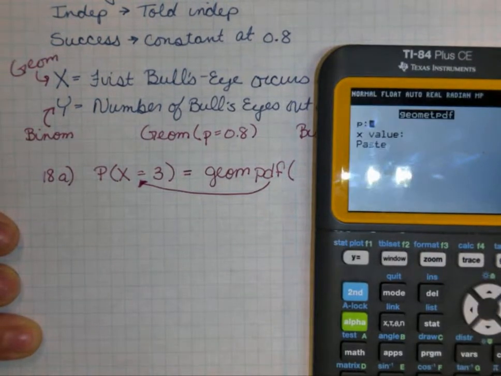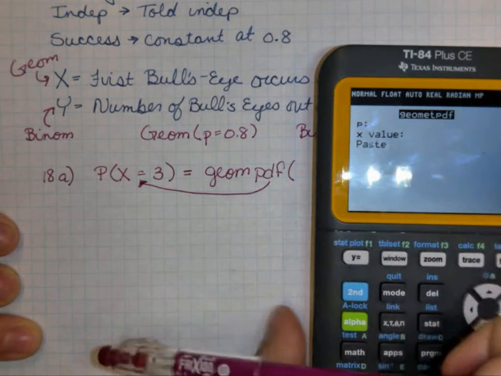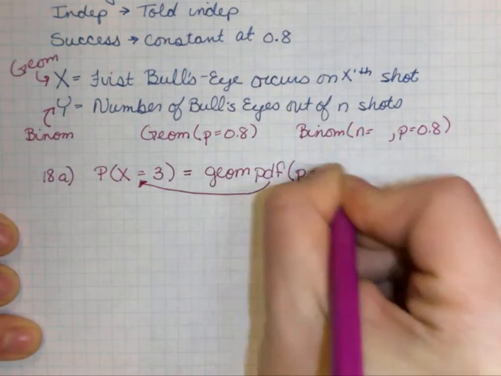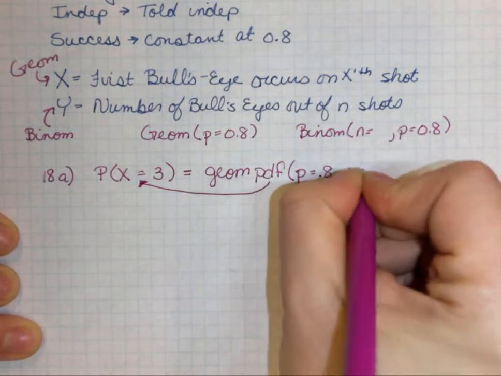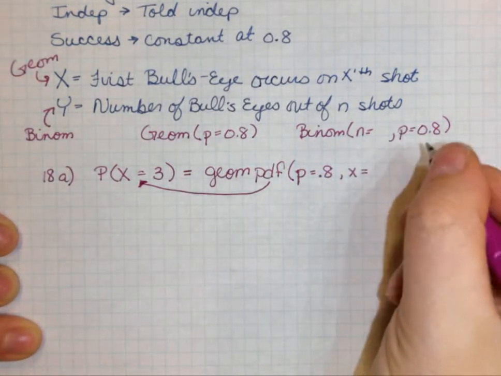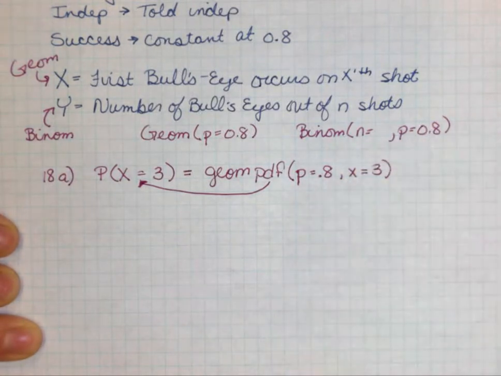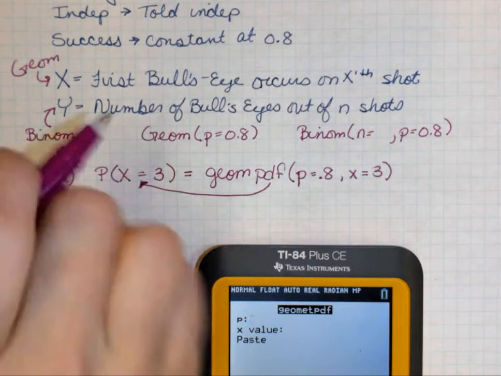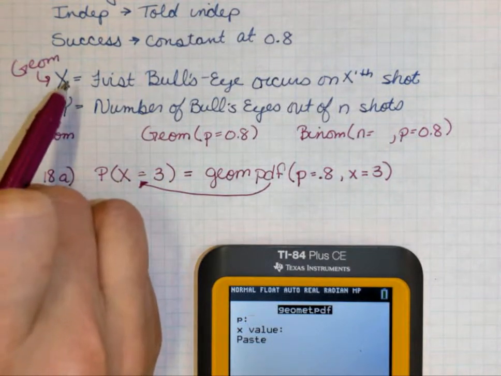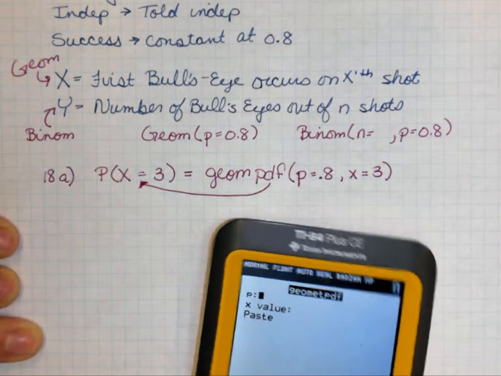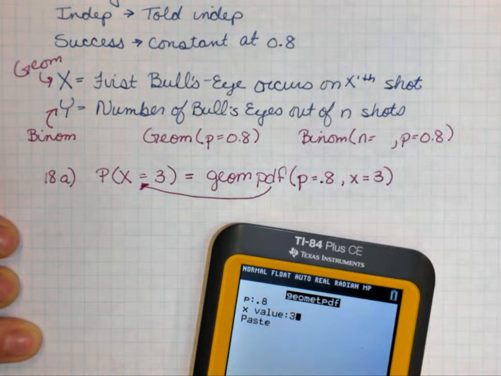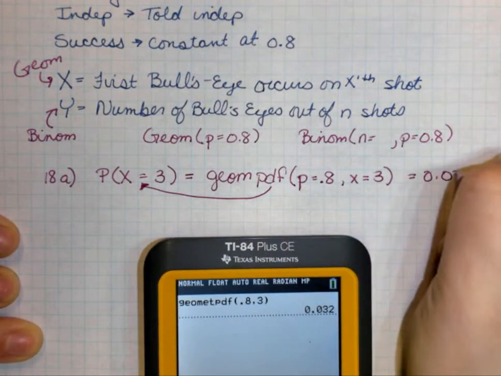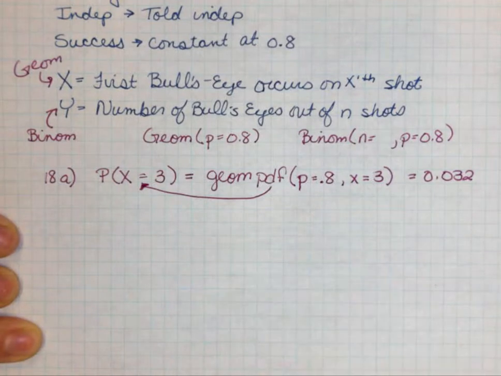So geometric PDF, the first thing it asks for is the p-value, your probability. Then it asks for your x. So what is x here? 3. And I am fine with that for your work. I do want to see this. I do have to see your definition of your variables. So then I'm just going to do 0.8, 3, enter, enter. And that's what I get.